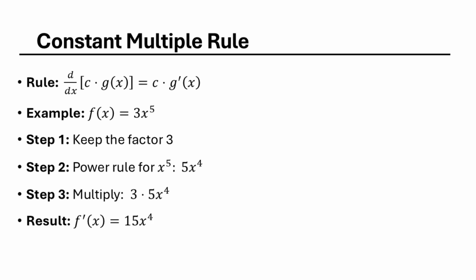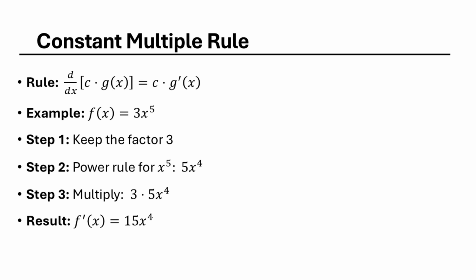Often, you will see a number sitting in front of your x term. This is where the constant multiple rule comes in. It states that if you have a constant c multiplied by a function g of x, the derivative is simply that constant c multiplied by the derivative of the function. Essentially, the constant just tags along for the ride.